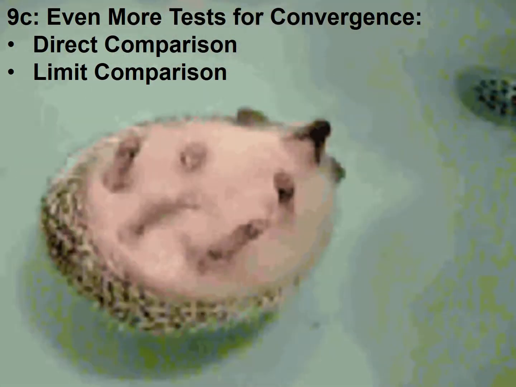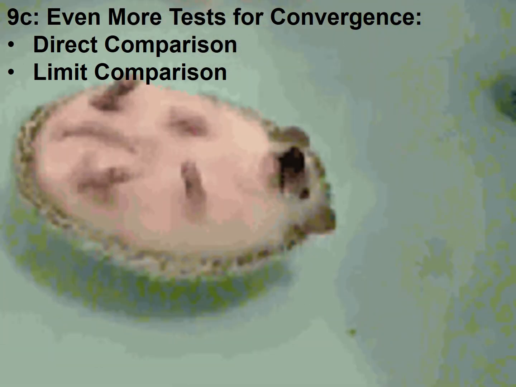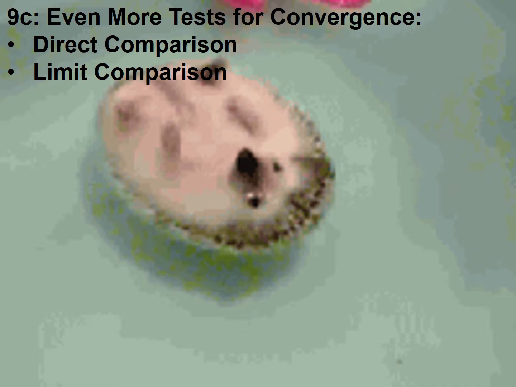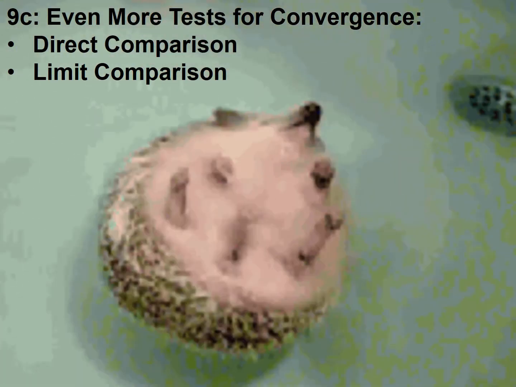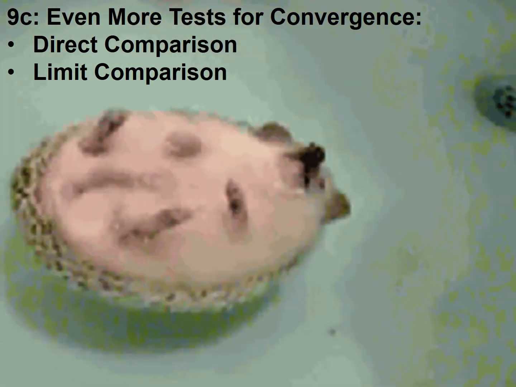Right, now that we've found a couple ways to determine if a series converges or diverges, we're going to find ways to compare those to other, maybe more complicated series. And this will allow us to find convergence and divergence of many more series by just relating them to something that we already know.